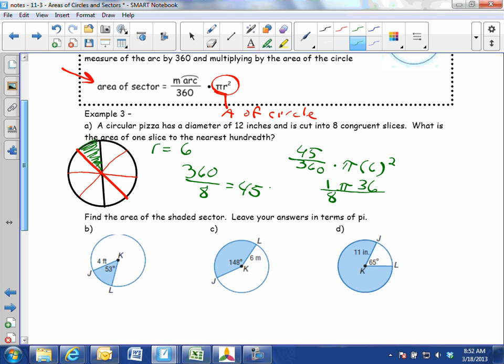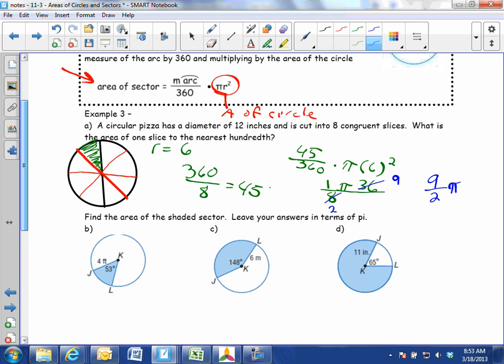6 squared is 36. You could also cancel out the 36 and the 360, and that would also work. Can I reduce what we have so far? You can divide by 4. 8 divided by 4 gets us 2. What's 36 divided by 4? 9. So then I would have 9 over 2 times pi.